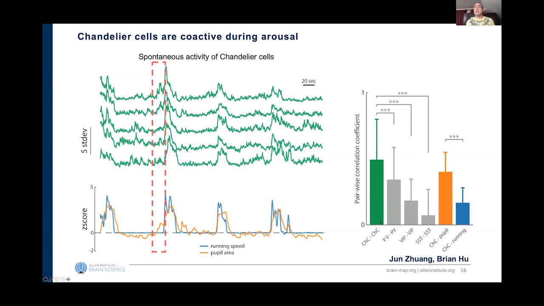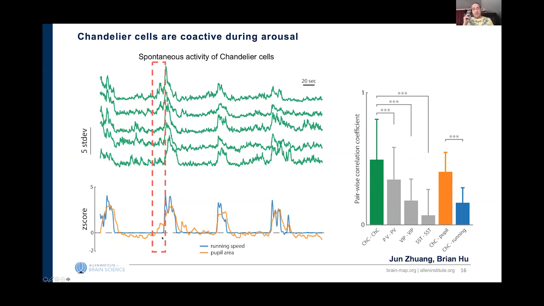And here is a comparison of their pairwise correlation with other cell types, data extracted from the Allen Institute Brain Observatory. And you can see that Chandelier cells are parvalbumin cells, so even within the parvalbumin cells, they are much more correlated than the others, and definitely more than the VIP to VIP correlations, SST to SST correlations, and so forth. And the other interesting thing is, when are they active? They are active not only during running together, but in particular during pupil dilation, which is highly correlated with arousal.